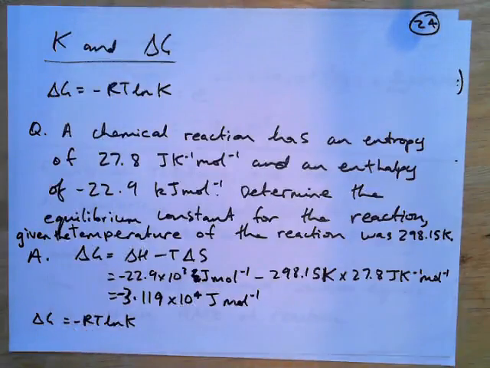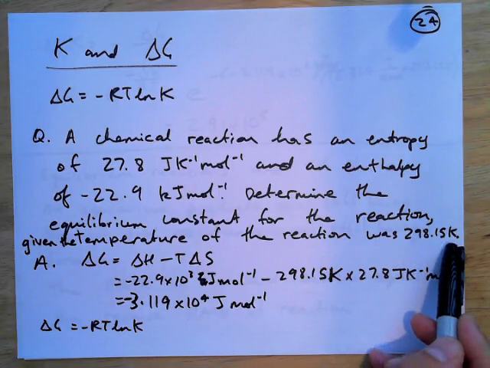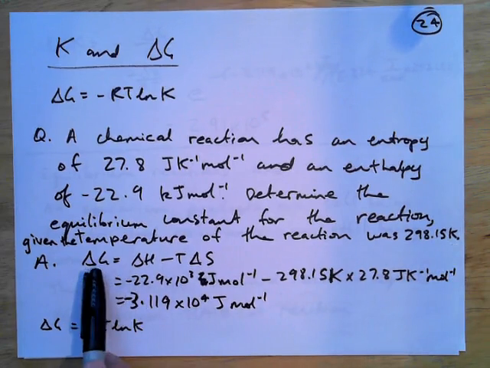how much of it goes from the solid into the solution. So let's have a look at, and we briefly covered this before, our delta G and our equilibrium constants. So delta G equals minus RT natural log of K. A chemical reaction that has an entropy of 27.8 joules per Kelvin per mole and an enthalpy of minus 22.9 kilojoules per mole, determine the equilibrium constant for that. And so, given that the temperature of the reaction is 298.15, I've got to work out delta G first.